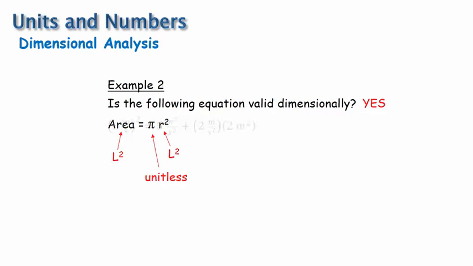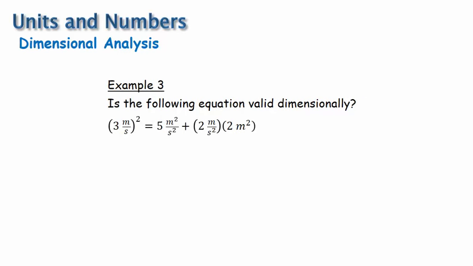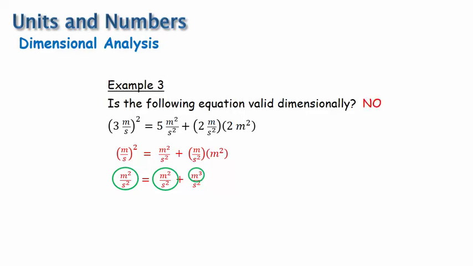And let's do one more. Is this equation valid dimensionally? The values check out. 3 squared is equal to 5 plus 2 times 2, or 9 is equal to 9. But let's look at the units, which simplifies to. And these two terms have the same units, so they're fine. But the third term is different because the meters are cubed instead of squared. So in the end, this equation is not valid.